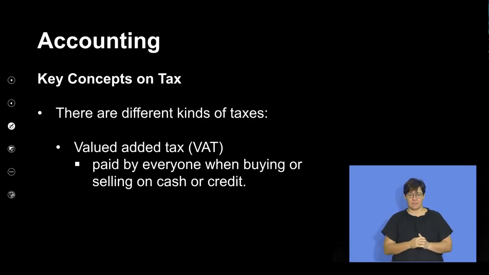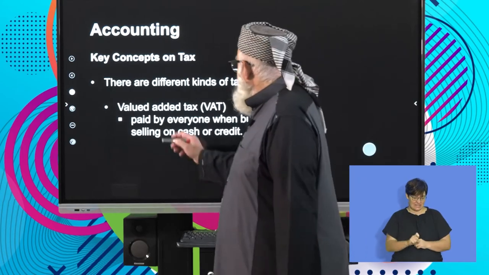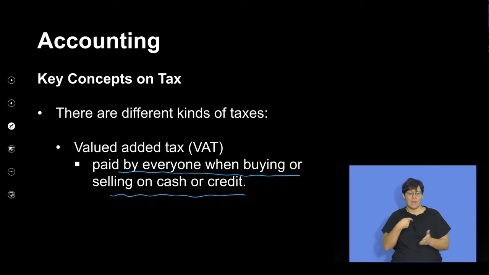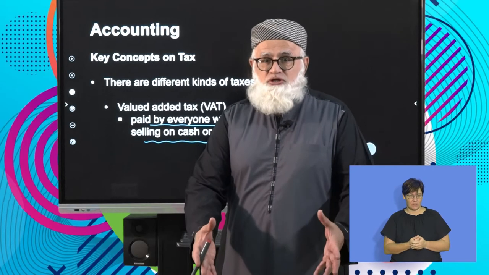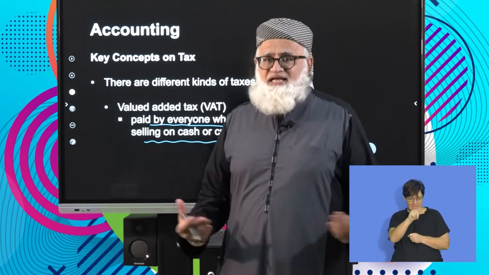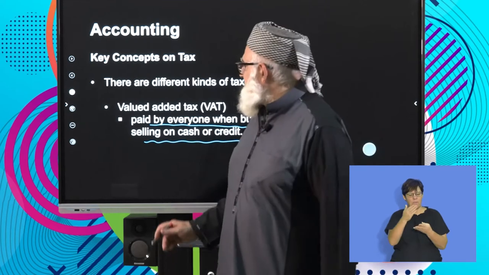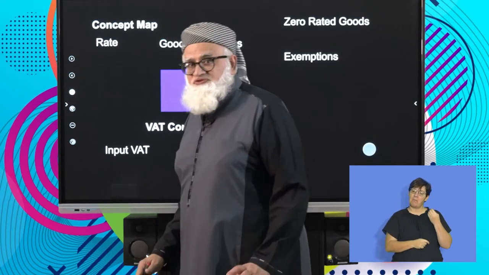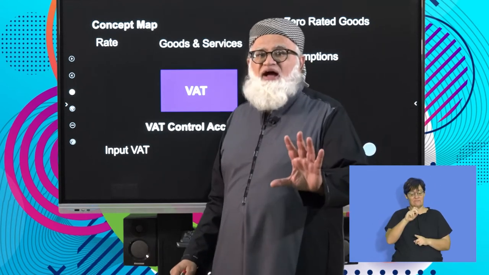Okay, now you come to VAT, which is value-added tax. And obviously that's a section that we will be doing. It's paid by everyone when buying or selling on cash or credit, right? So clearly you can see the transaction that you are involved in would attract VAT. Obviously there are certain exclusions, but more about that just now. So in terms of what we've done for VAT so far, we find the following.